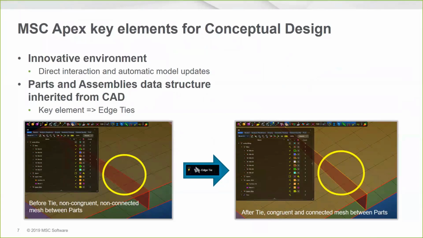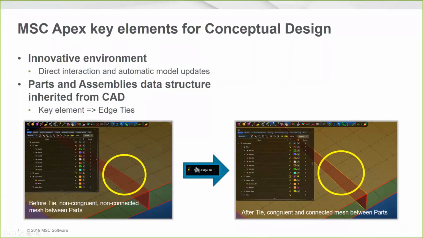Another key element in MSC Apex for conceptual design is just the data structure that's in Apex itself. Once again, this is really key because I can inherit the data organization from the CAD system, or I can go off and do my own thing. In MSC Apex, the parts and assemblies are just like the physical parts and assemblies. They're separate from one another, okay? So in order to maintain this separateness, but yet also connect them together for a monolithic finite element model, a key capability in Apex is something we call edge ties.